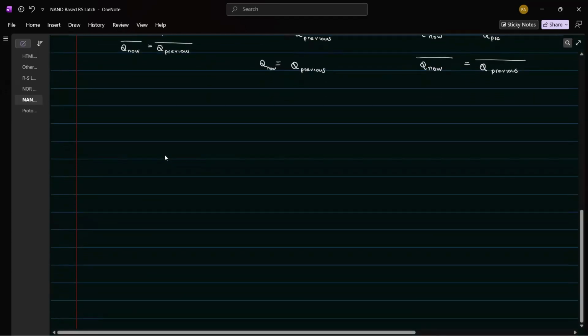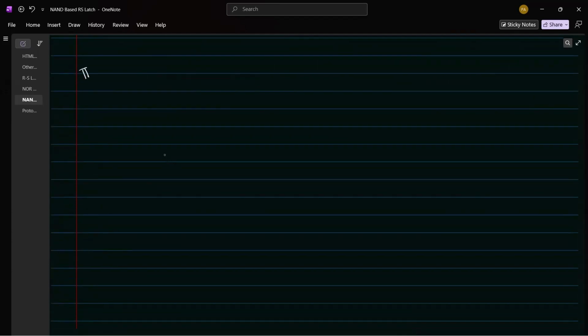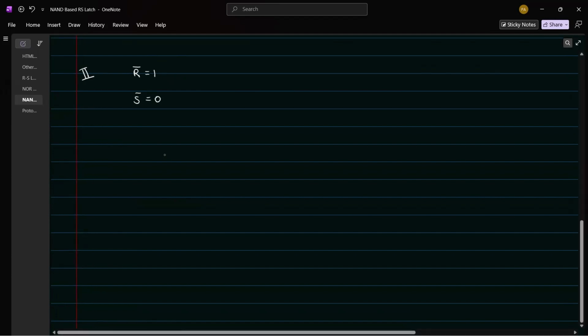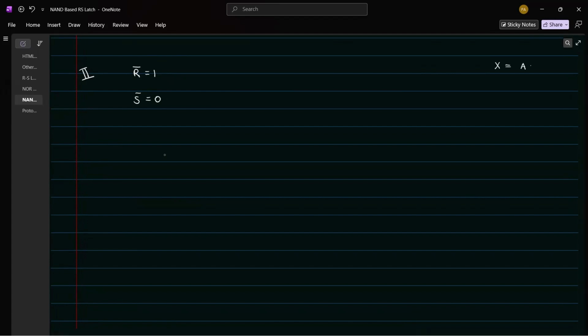Now we can go to the second combination where R bar is equals to 1 and S bar is equals to 0. Before I teach you this, I'm going to teach you something called the Nand gate short circuit. If there are only two variables involved, A dot B whole thing bar, we know if A is equals to 0, then without even considering B, we can say X is equals to 1. Similarly, if B is equals to 0, without even considering A, we can say X is equals to 1.